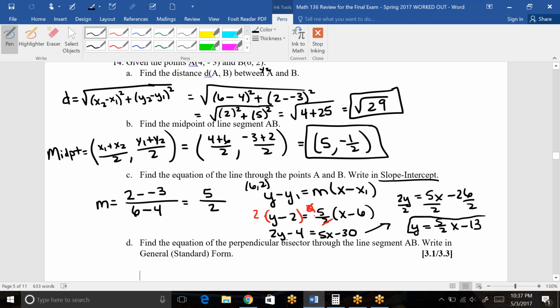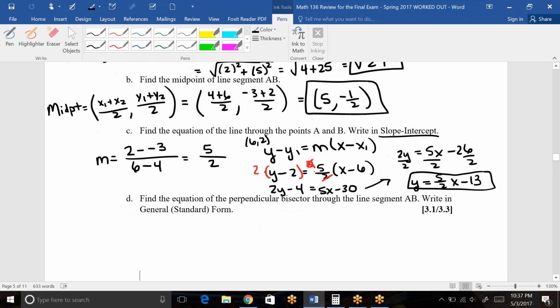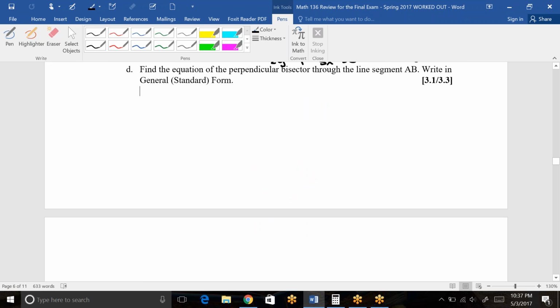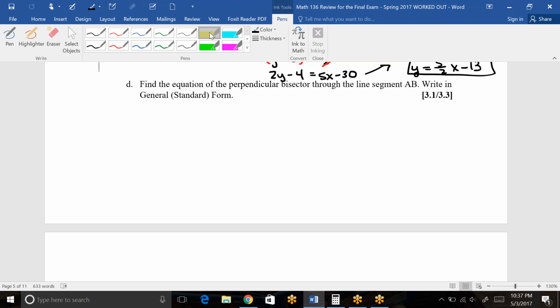And 26 divided by 2 goes evenly, so that's negative 13. Be careful with D because of the word perpendicular bisector. So first of all, we're wanting the perpendicular bisector of AB. Well, the slope of AB we just used was 5 halves. So a perpendicular slope to that would be flip it and change the sign, so negative 2/5.